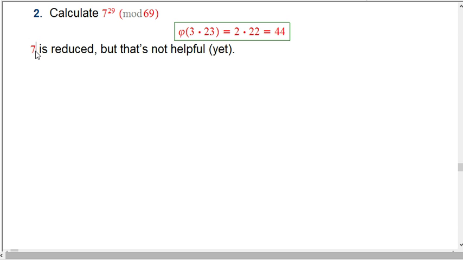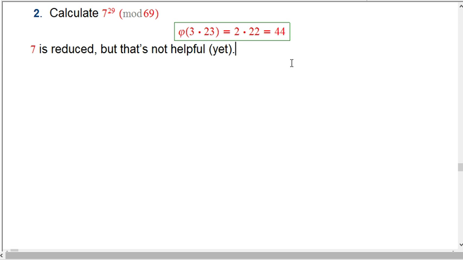Is 7 a reduced residue? Absolutely. It's relatively prime to 3 times 23. But it's not terribly helpful, unfortunately, because this 29 exponent is not very near 44. And so when we consider another exponent in a minute, it'll be helpful, but it's not directly helpful.